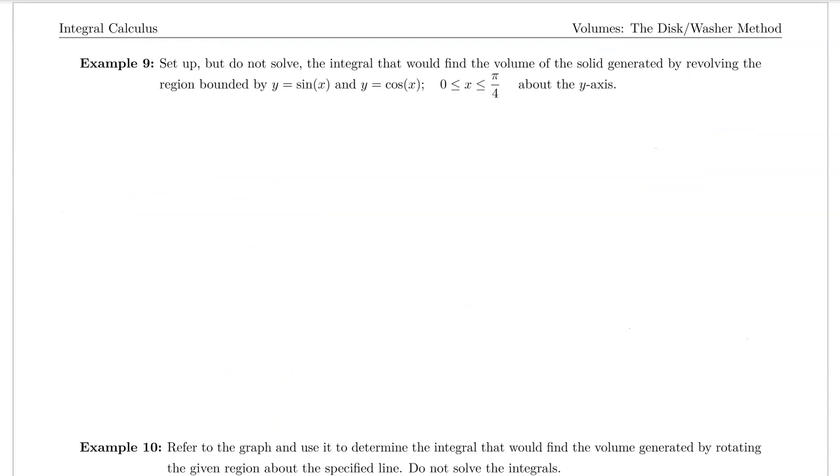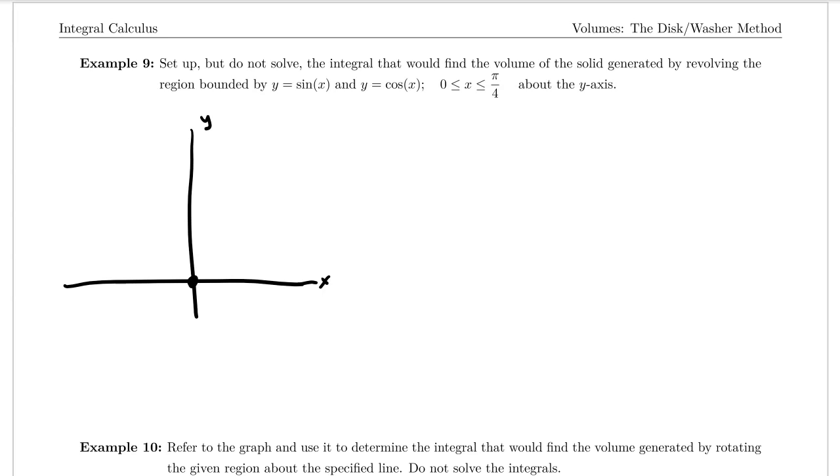Example 9 says, set up but do not solve the integral that would find the volume of the solid generated by revolving the region bounded by y equals sine of x and y equals cosine of x on the interval from 0 to pi over 4 about the y-axis. So let's go ahead and draw a quick picture or graph. So I have y, I have x, and I know that sine starts at the midline, and because there are no transformations, our midline is the line y equals 0 or the x-axis.